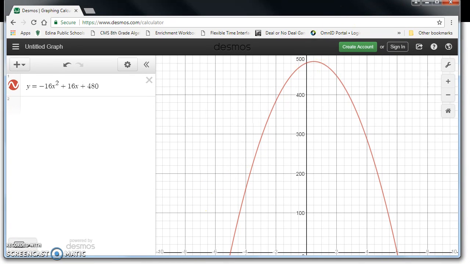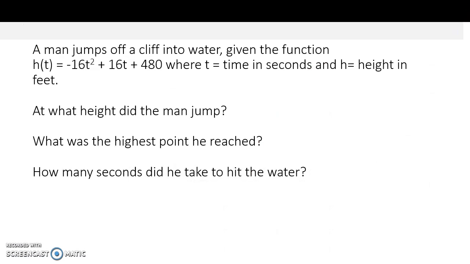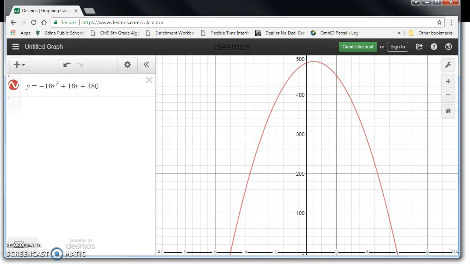The first question asked is, what height did the man jump from? So if we look here, x is time and this is height. Doesn't it make sense that 0 time would be the height that he jumped? So we look up here, kind of hard to see that point. The nice thing with Desmos is, if you click on it, it's there. So he jumped from a height of 480. If you look back to here, we see that 480 is right here.